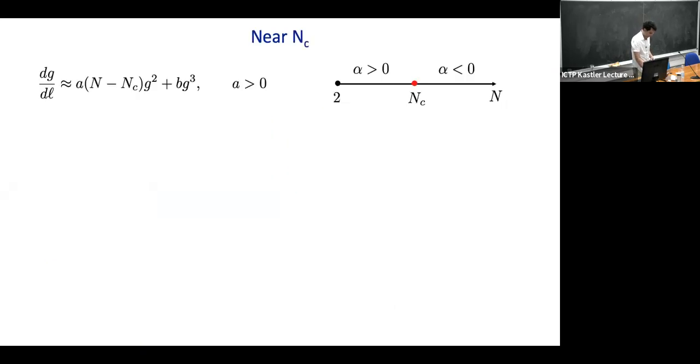All right, so this is about values of nc. Now we can ask, what happens as you cross nc? What happens as you get into this regime where alpha is negative? Well, here the physics will be in the vicinity of nc. The physics will be controlled by the next term in the beta function for g, right? Because the first term vanishes at n equal to nc. And the physics will depend on the sign of the subleading term, so on the sign of B.